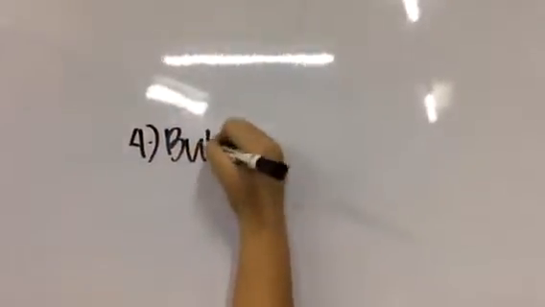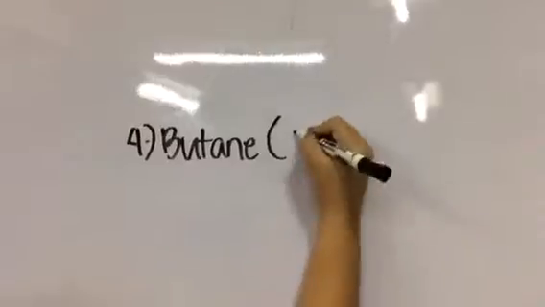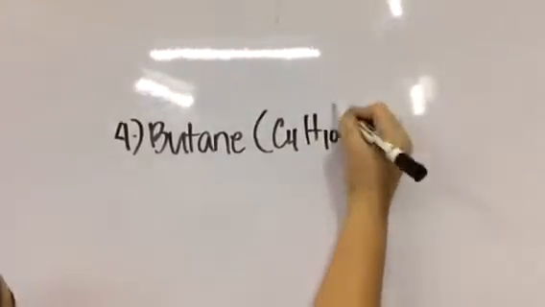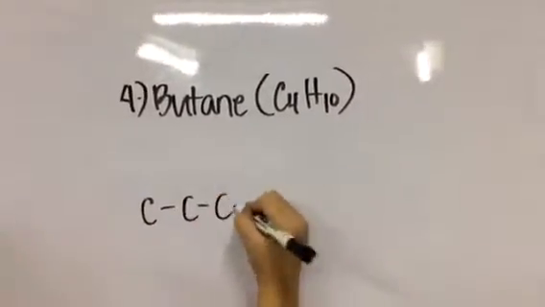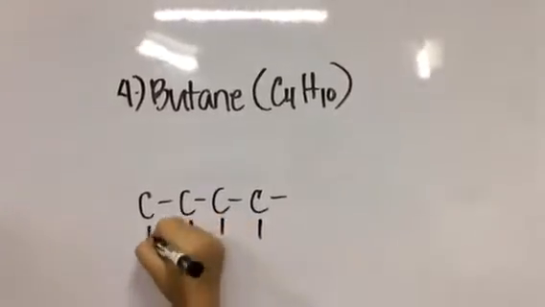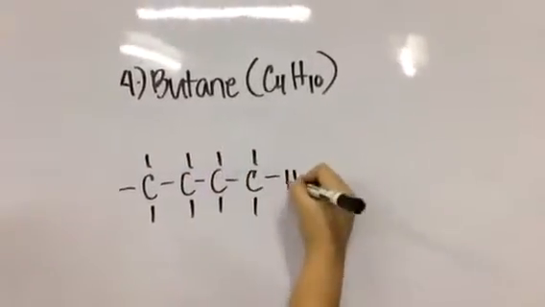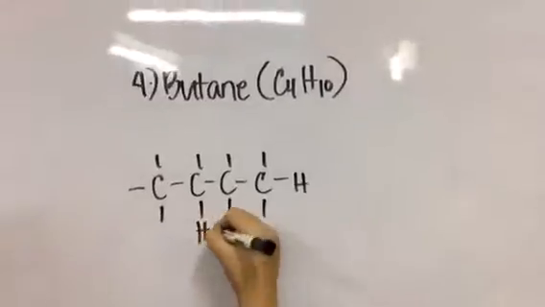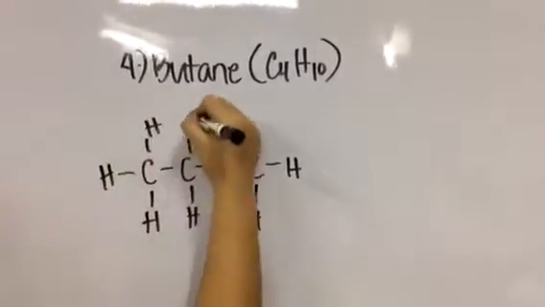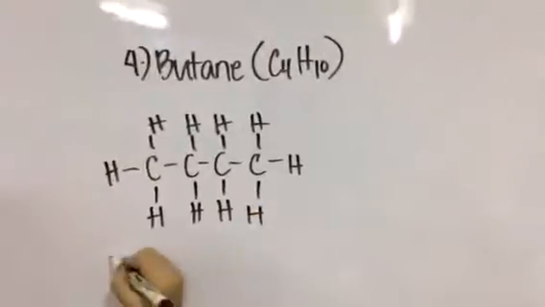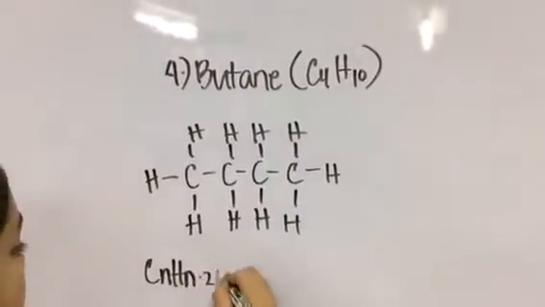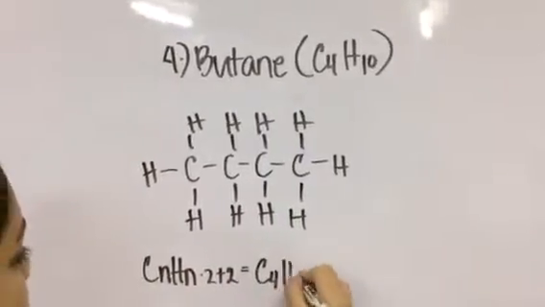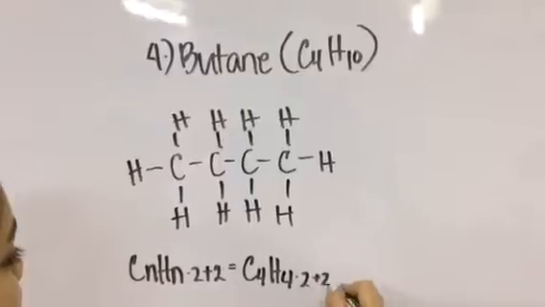For the butane, or also known as C sub 4 and H sub 10, again you will put the structural formula, C, C, C, C, 4 C's with dashes, and H again for hydrogen. So you copy again the formula and substitute for butane. Then the answer would be C sub 4 and H sub 10.